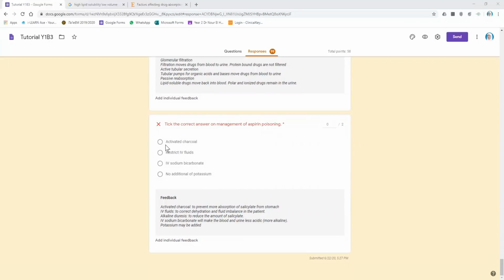Most of you answered this correctly, activated charcoal. But remember, you should not forget the IV sodium bicarbonate. Why? Because in aspirin poisoning, you need to alkalinize the urine so that the salicylate will get excreted. Restrict IV fluids is wrong, because we should hydrate the patient and give more fluids so that the drug will be excreted. And no additional potassium? Actually, we can give potassium.